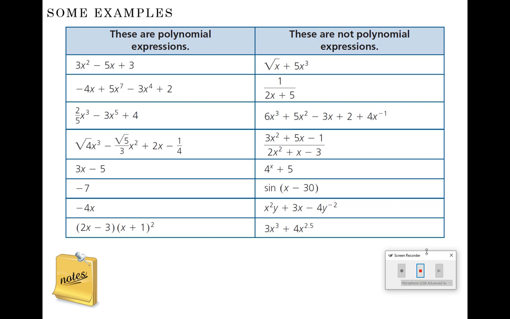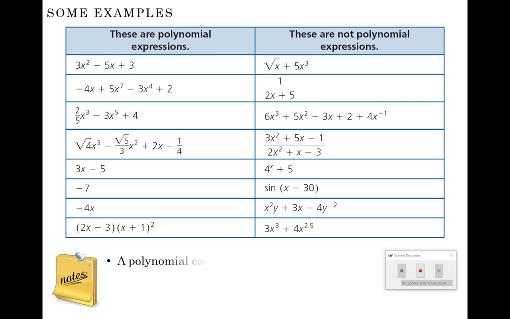Sine, no sine or cosine to be a polynomial. This one, negative power, and this one a 2.5 power. So those ones all break the rules of polynomials. Are there any questions about the rules of polynomials? So far, all I've said is, again, just to review it, whole number powers and any coefficients you want.